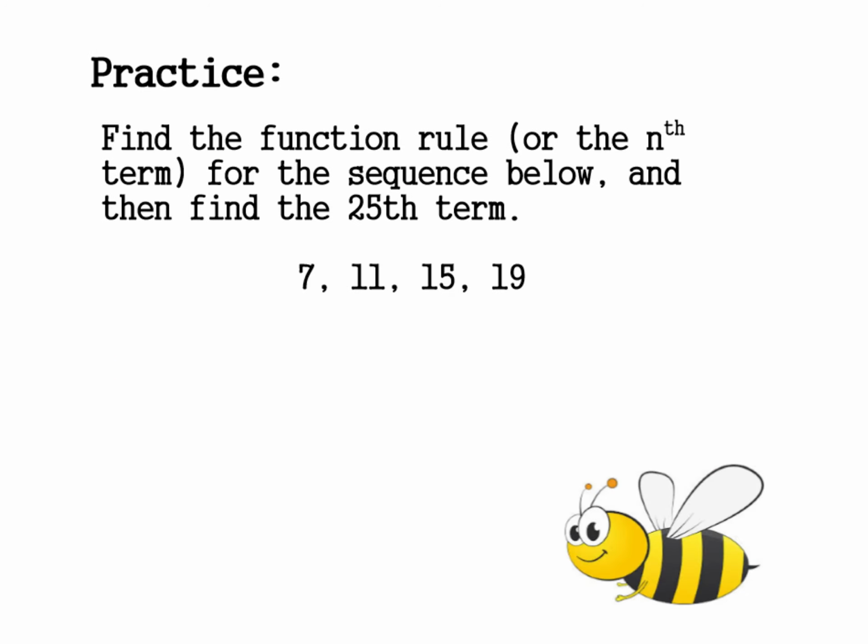Okay, last example. I want you to try this one. In a second, pause the video. I want you to try this. So do what I did before. Make your table, find your change, find your y-intercept, write your function rule, and then find the 25th term. So go ahead and pause the video. When everybody's ready, you can hit play again.